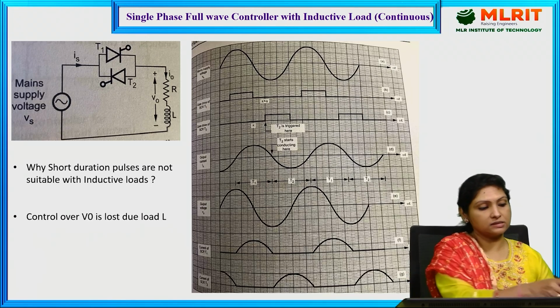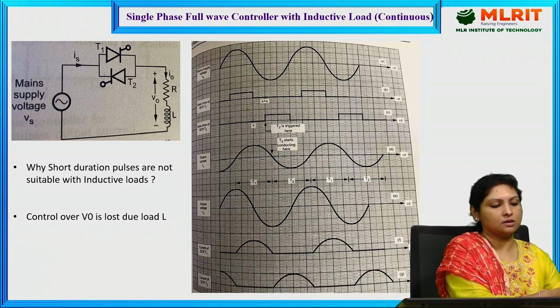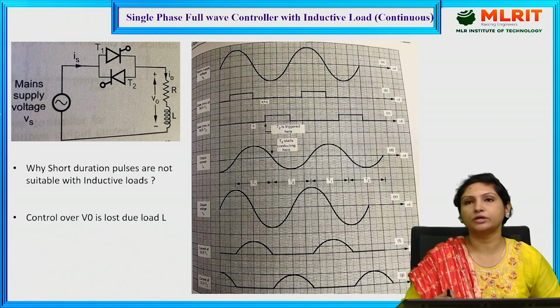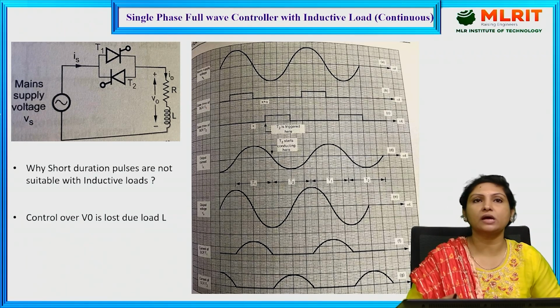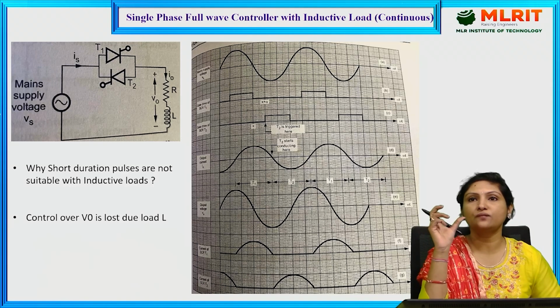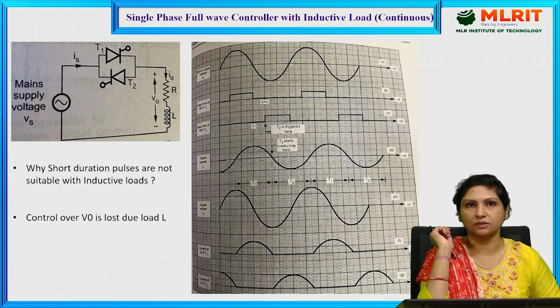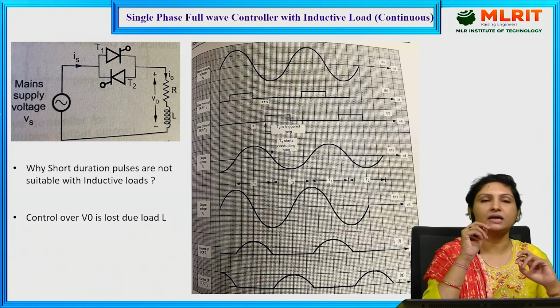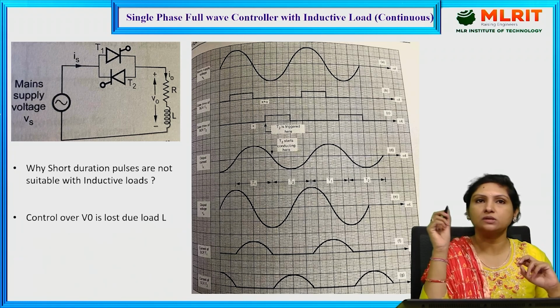And let us observe the waveforms for continuous current mode of operation. As I already told you, discontinuous and continuous current mode of operation majorly depends upon the value of the inductor which we are choosing. If we choose a very large value of the inductor, it facilitates continuous current mode of operation.